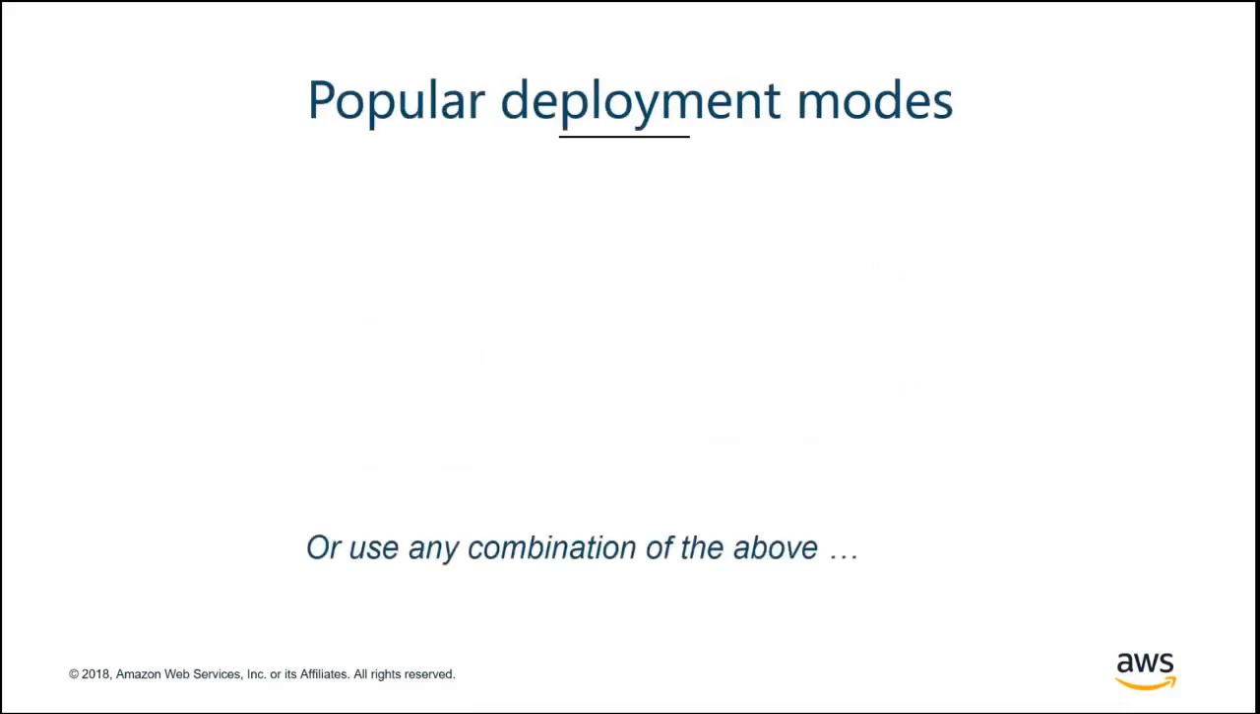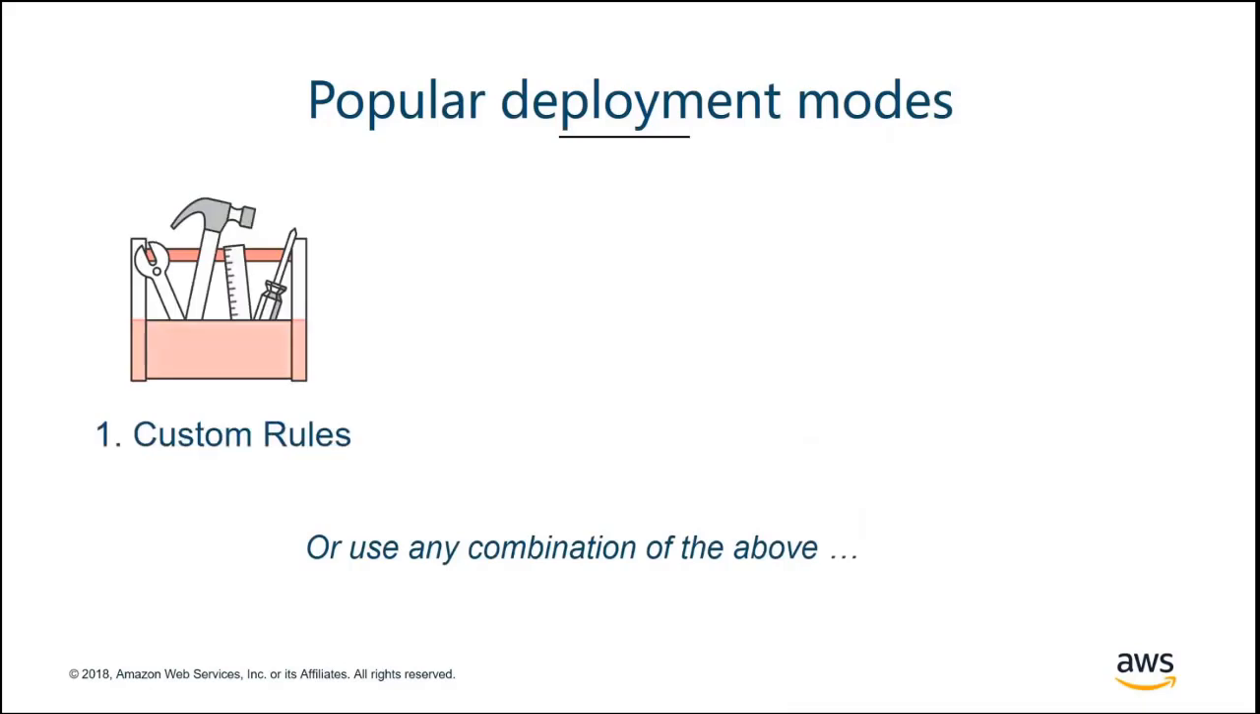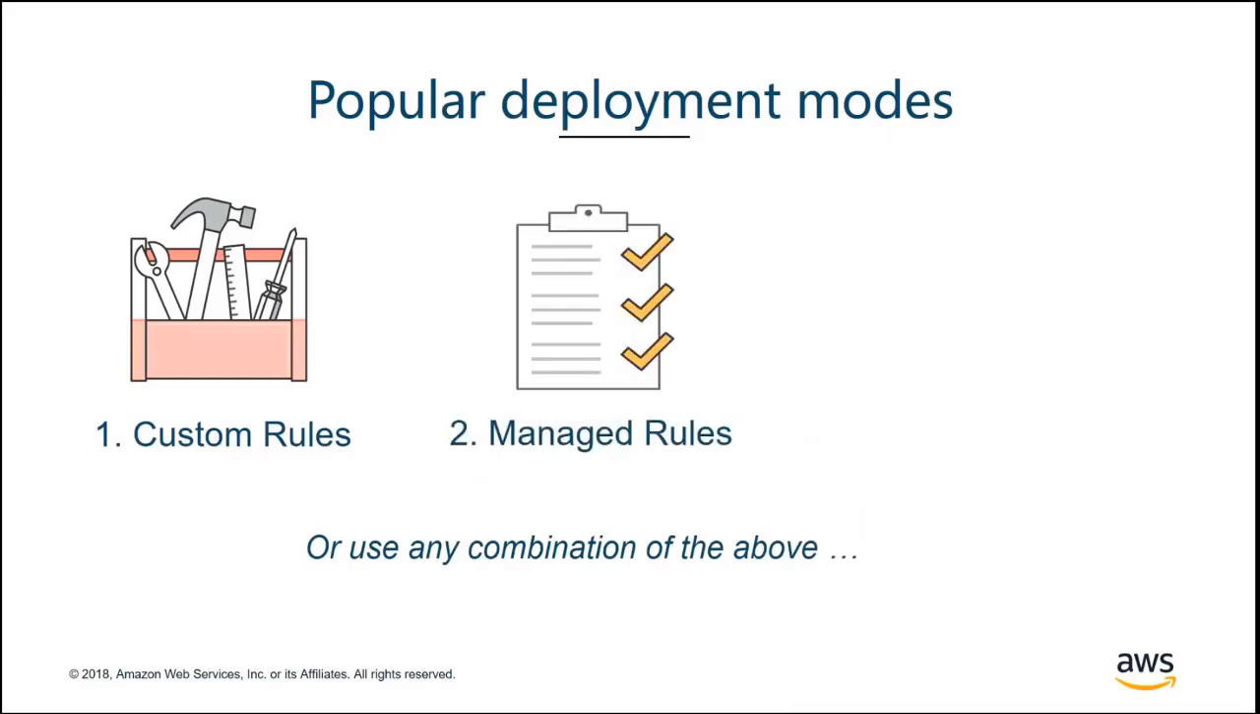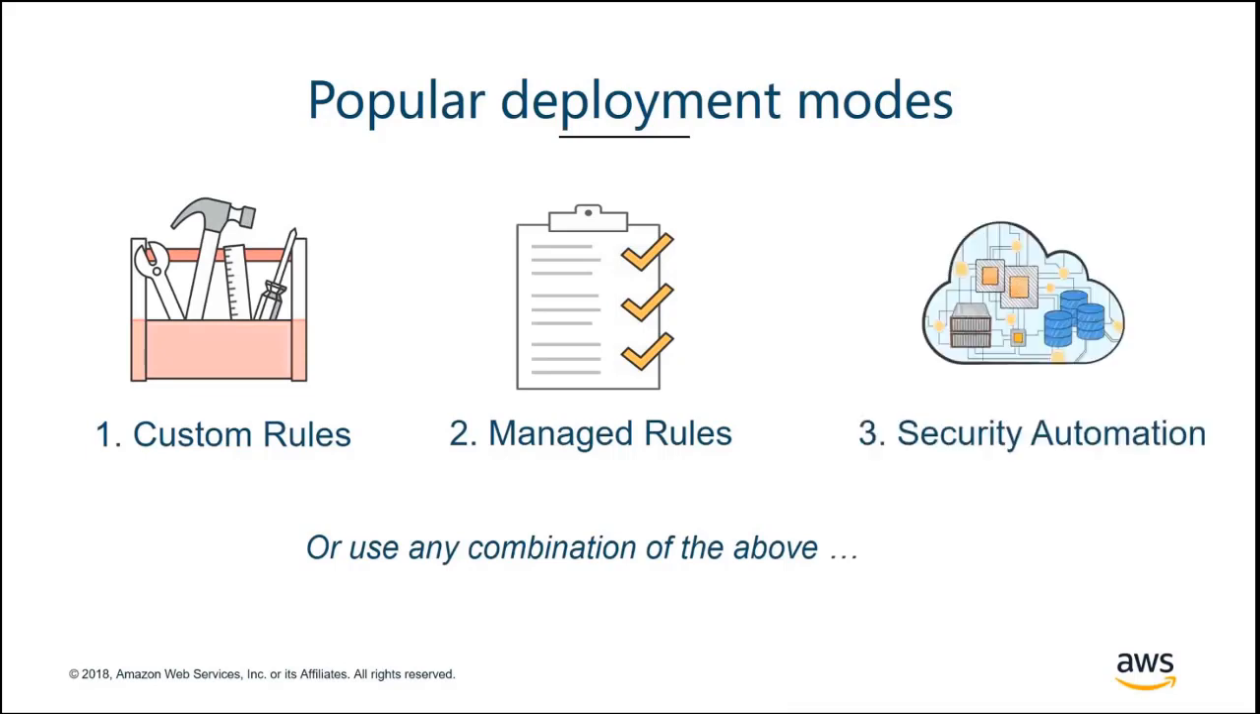There are 3 popular deployment modes for AWS WAF. One is to build the rules yourself, and there's plenty of great documentation in the SA and the customer community sharing these rules. Another is the managed rules, which can be subscribed to through the AWS Marketplace. These rules are created by our partners and sellers in the security space. And another one is through security automation.